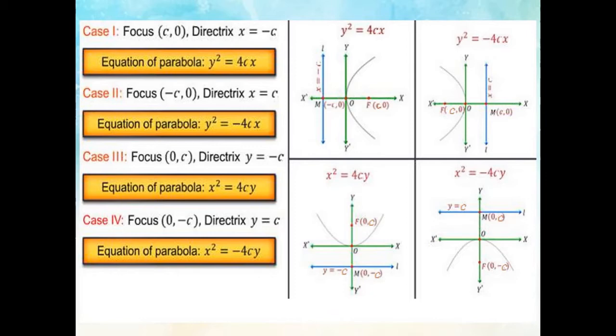Next is case 2. Focus is at negative c, 0. Directrix is at x is equal to c. And the equation of the parabola is y squared is equal to negative 4cx. Now, the vertex here is at 0, 0. Case 3. Focus is at 0, c. Directrix y is equal to negative c. And the equation of the parabola is x squared is equal to 4cy. So the vertex here is at 0, 0.